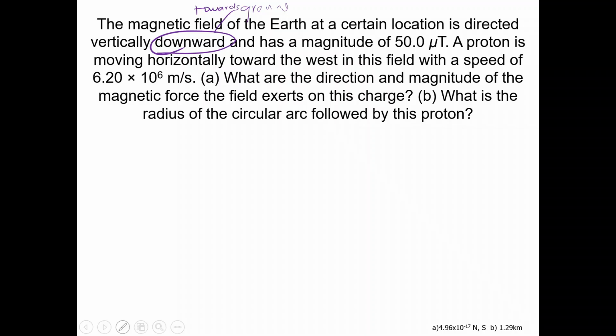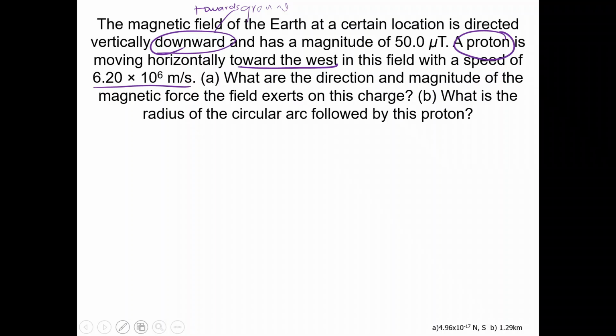It has a magnitude of 50.0 microteslas, because we saw that earlier. A proton is moving horizontally towards the west, and it's a proton. So when I'm solving problems, I try to, in my brain, circle the charge so that I know which right-hand rule I'm using, positive or negative, because they're in opposite directions. And it gives us a speed of 6.20 times 10 to the 6 meters per second. We want to know the direction and magnitude of the magnetic force, and the radius of the circular arc followed by this proton.